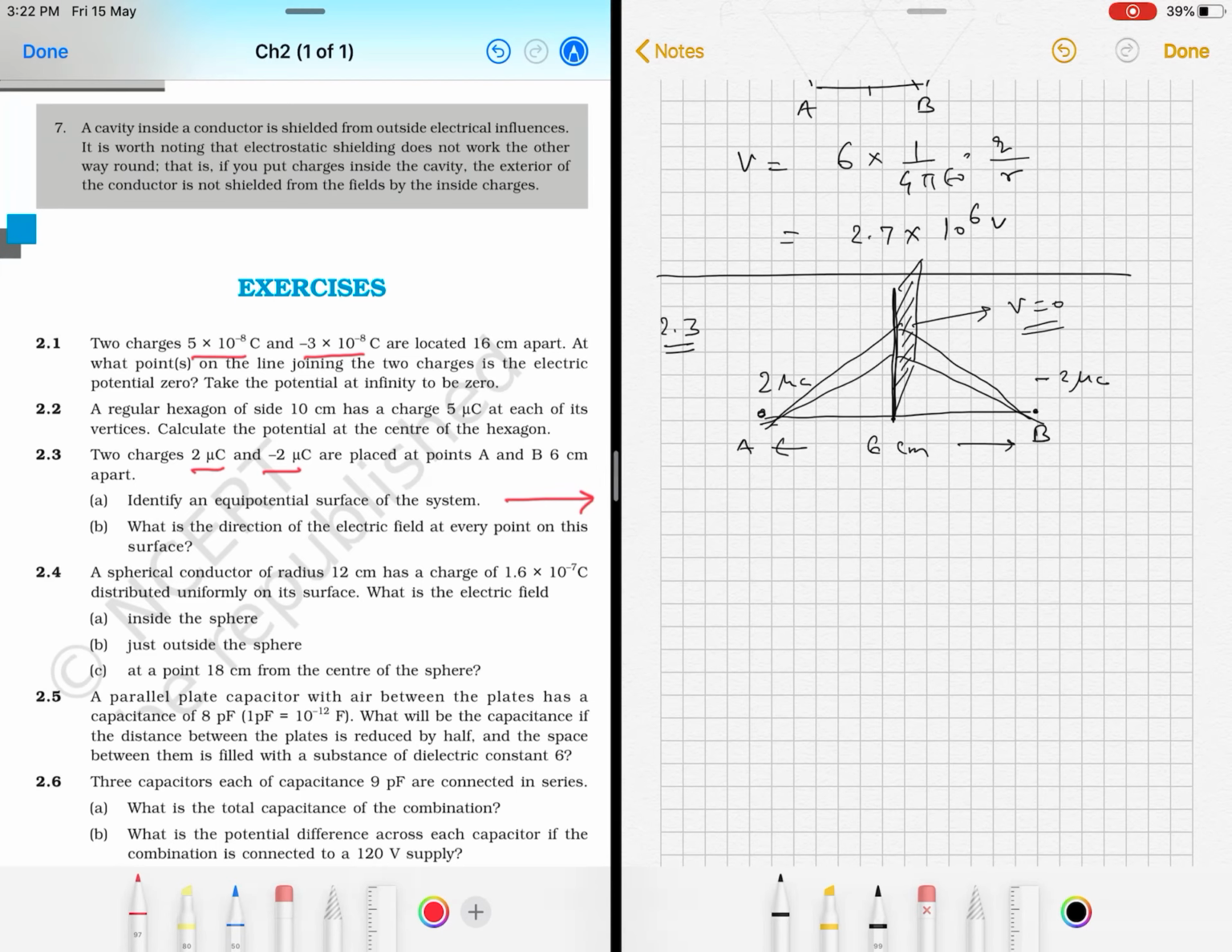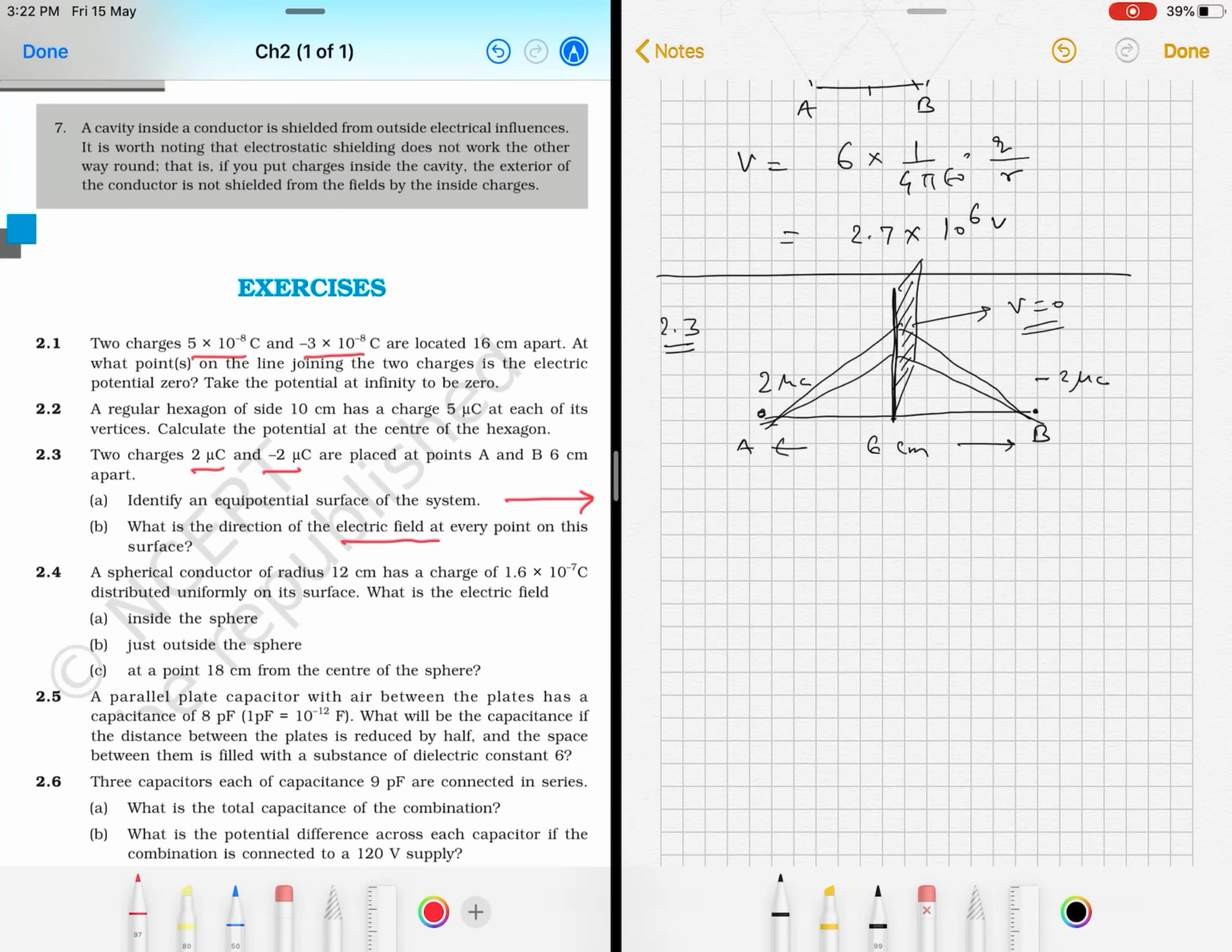This is the case of an electric dipole, and we have already found the electric potential on the equatorial line, and it is 0. So every point will be at 0 potential. That is, the potential of every point on this plane is the same. So it is an equipotential surface. So the equipotential surface is a plane perpendicular to this line and passing through the midpoint.